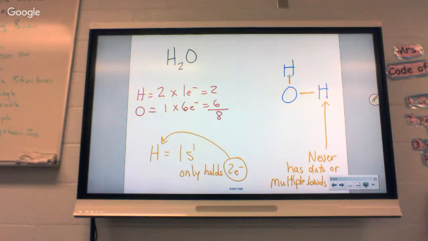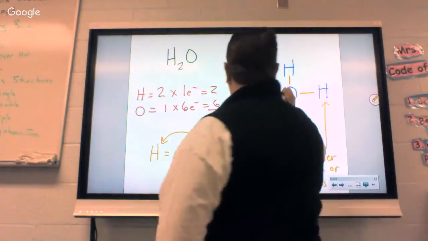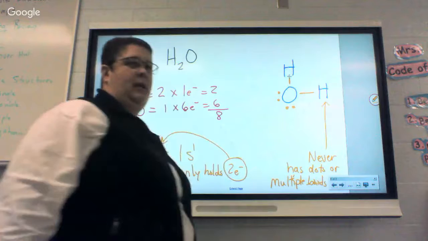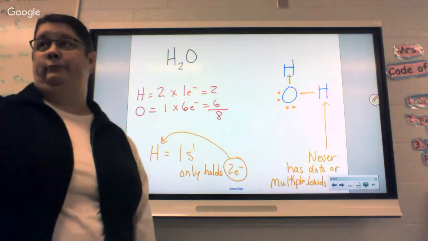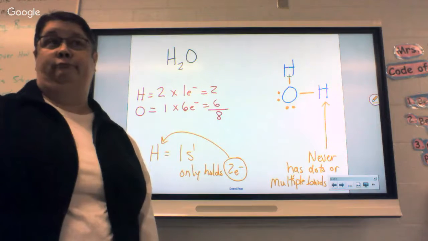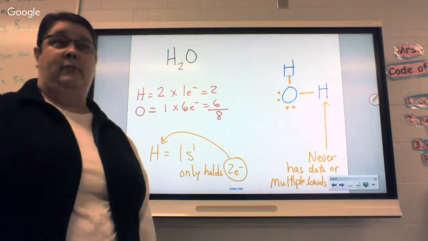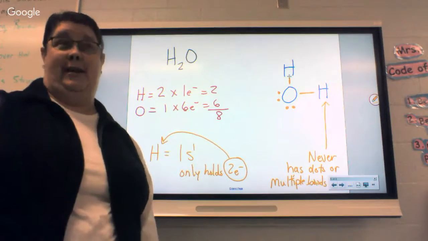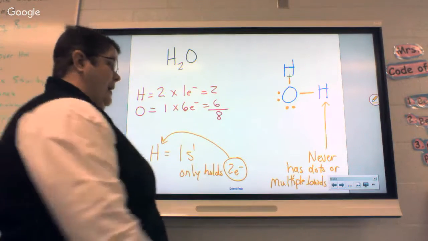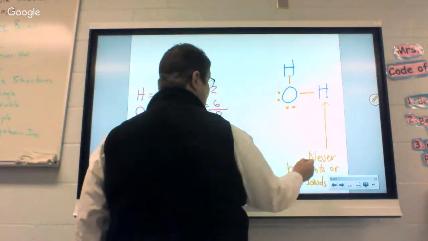So where are the rest of the dots going to have to go? Okay? So there's 4, 6, and 8. And it's finished. H can never have dots. It can only have 2 electrons. What I just said. You cannot put any on H. H never has dots.